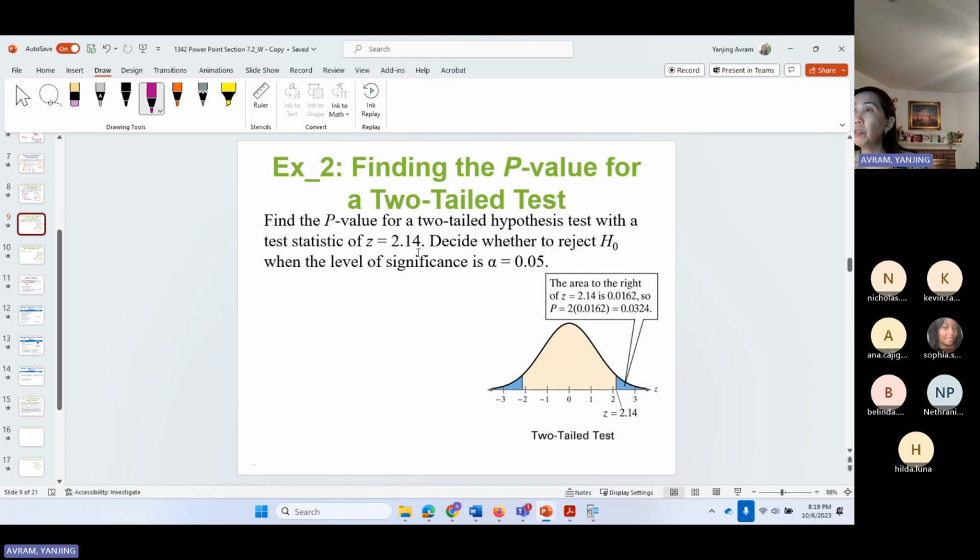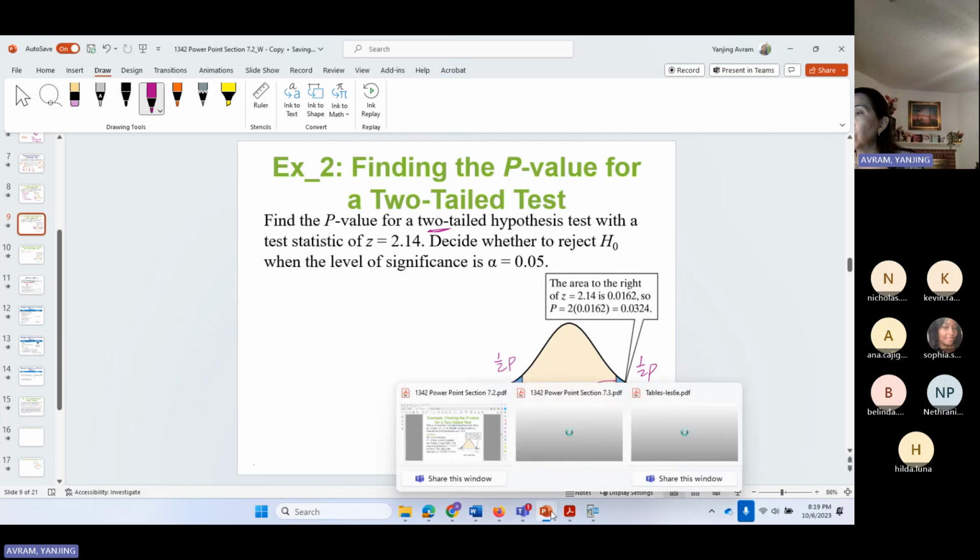All right, now this one is a two-tail test, and the z-score is 2.14. Decide whether you reject or do not reject the null hypothesis when alpha is 0.05. Remember, this is a two-tail test, so each tail is just half of the p. When you read the z-score 2.14, this is the area all the way to the left.